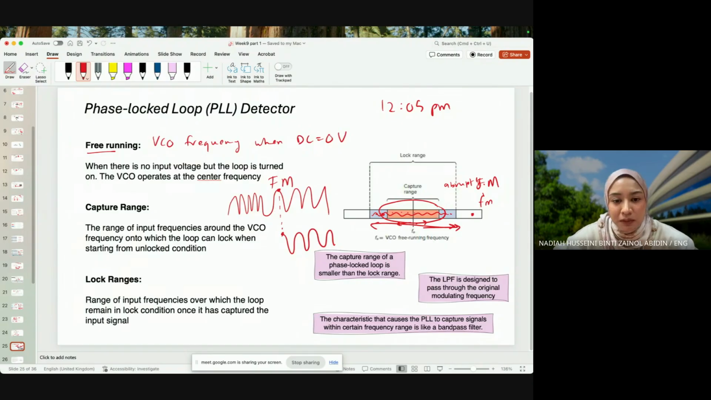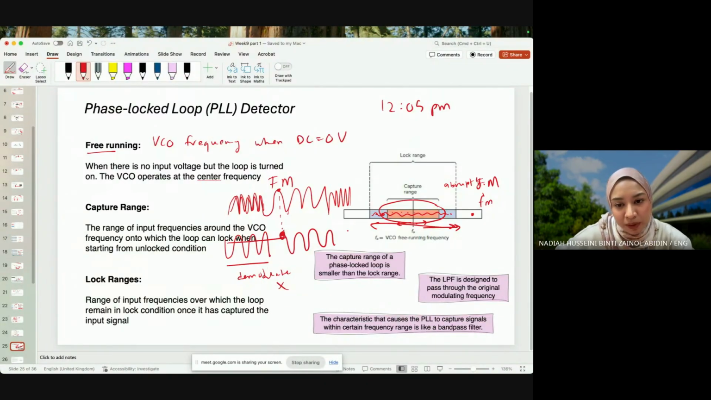But before it is locked, it cannot follow the changes, and therefore nothing happens, it is not detecting anything. It just keeps on changing. Maybe this guy is compressed, maybe this guy is stretched, because it does not know what the frequency is yet. So at this point, it's not able to demodulate effectively. Tak boleh. But when it is locked, it can follow the FM signal.